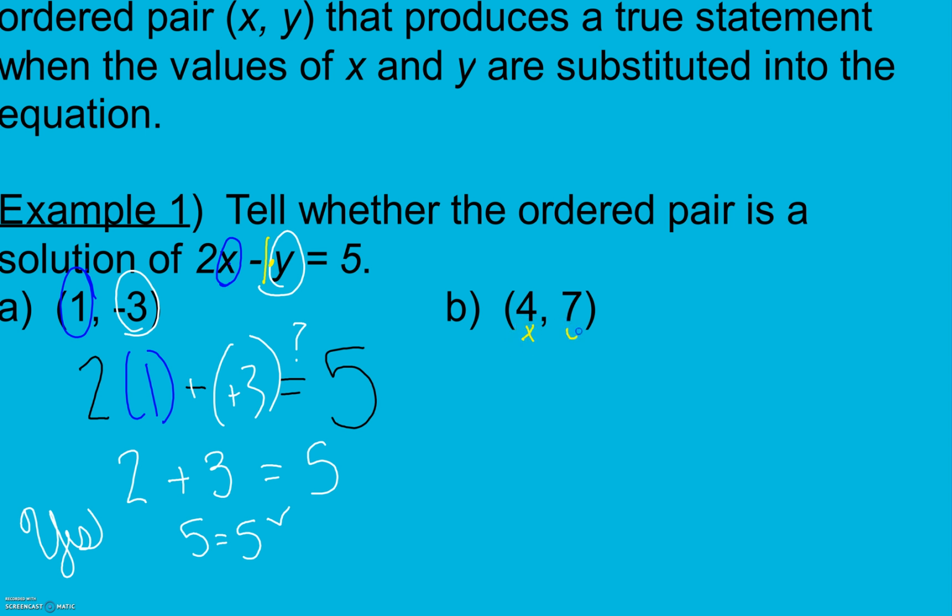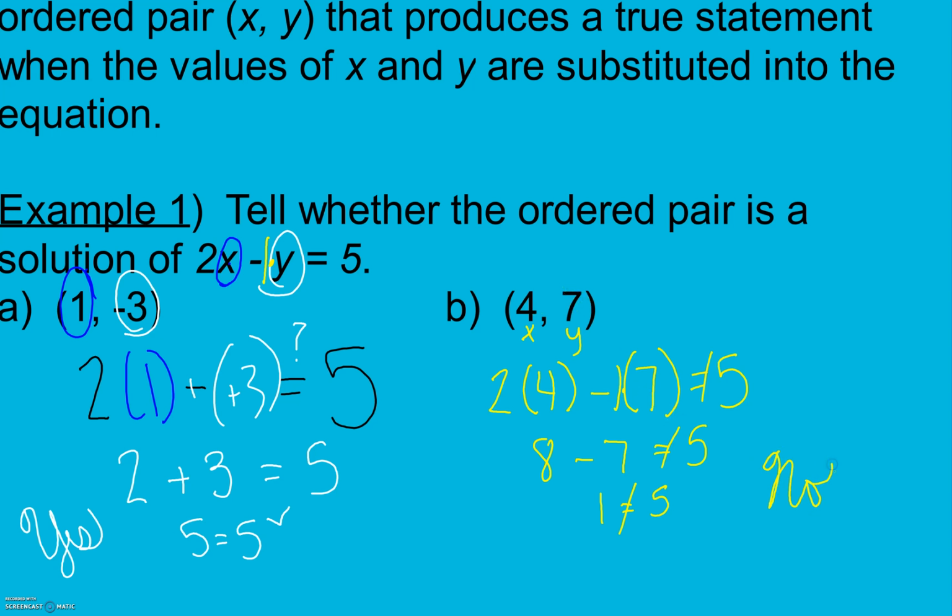We're going to check b here. So x is 4, y is 7. 2 times, instead of x, I'm going to write in 4, minus, instead of y, I'm going to put in 7, equals 5. And again, remember, it's like a negative 1 times the 7. 2 times 4 is 8, minus 1 times 7 is negative 7, and I get 1 equals 5, which is not true. So 4, 7 is not a solution, because 1 does not equal 5.